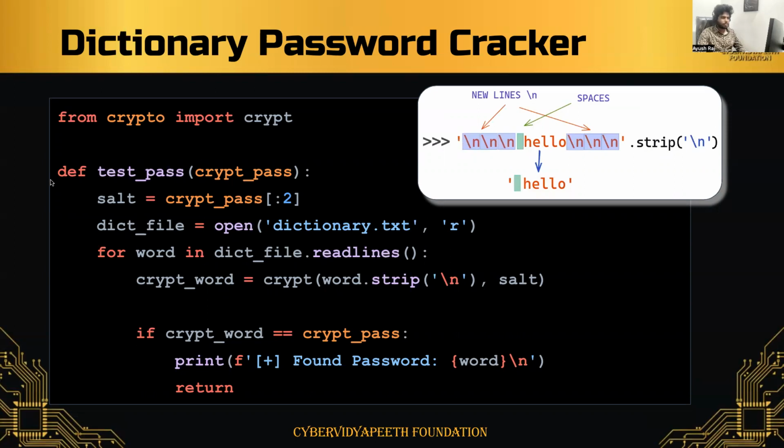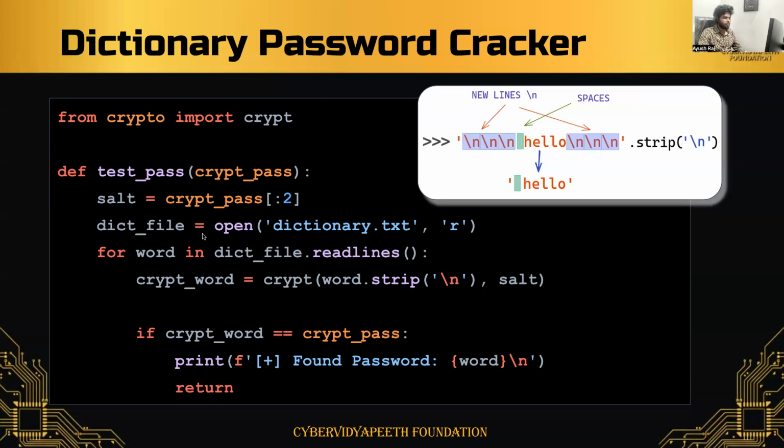There are different techniques for creating the salt, but here we are assuming that the hash that we want to crack has this. After that, def test pass, crypt pass. It is also taking an argument, and here everything is done in a single definition. So here we have created the salt by taking the first two letters as the salt.